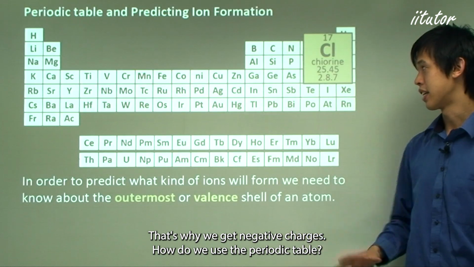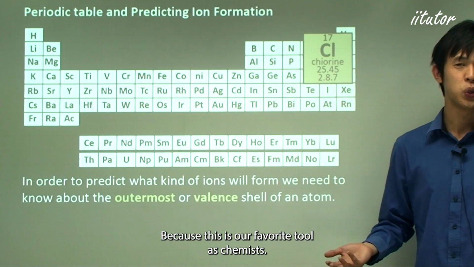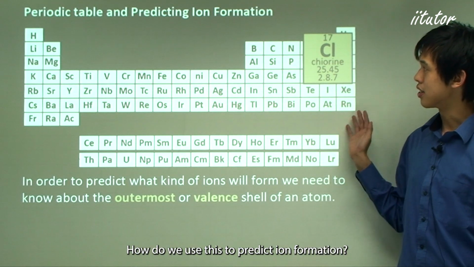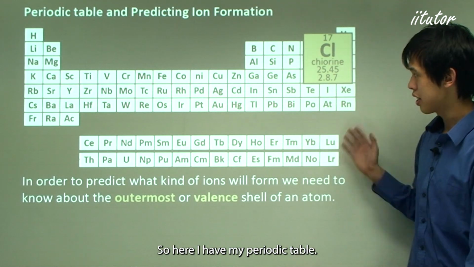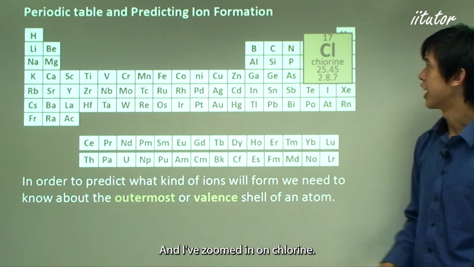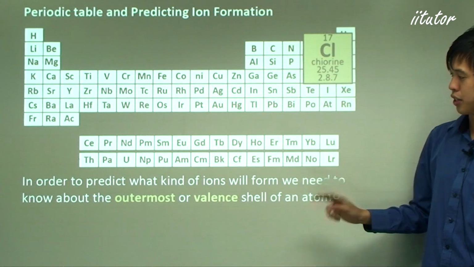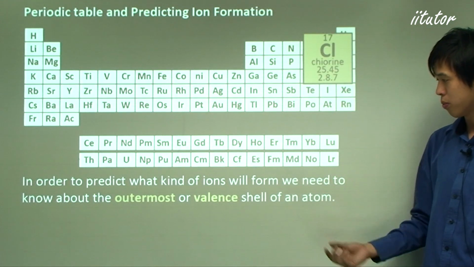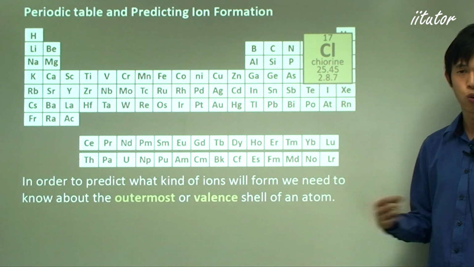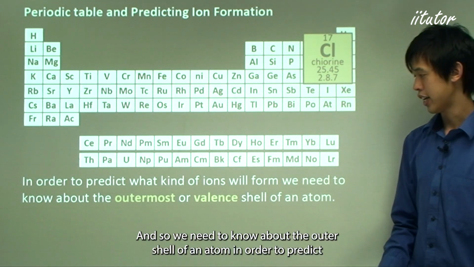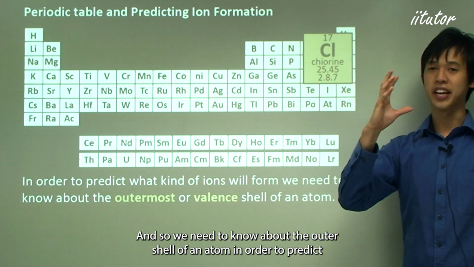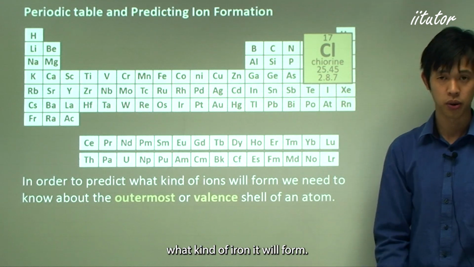How do we use the periodic table, our favorite tool as chemists, to predict ion formation? Here I have my periodic table and I've zoomed in on chlorine. In order to predict what kind of ions will form, we need to know about the outermost or valence shell of an atom. So we need to know about the outer shell of an atom in order to predict what kind of ion it will form.